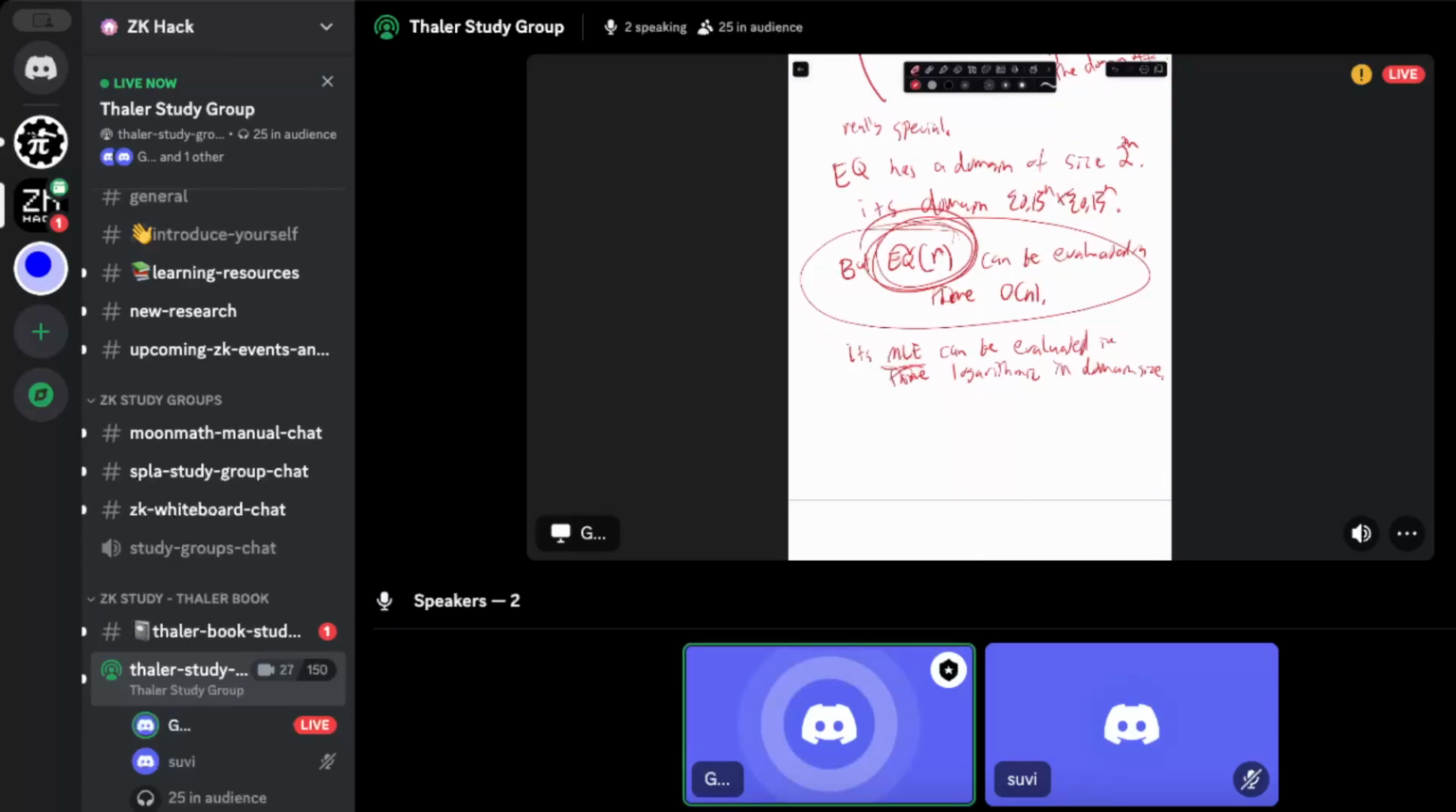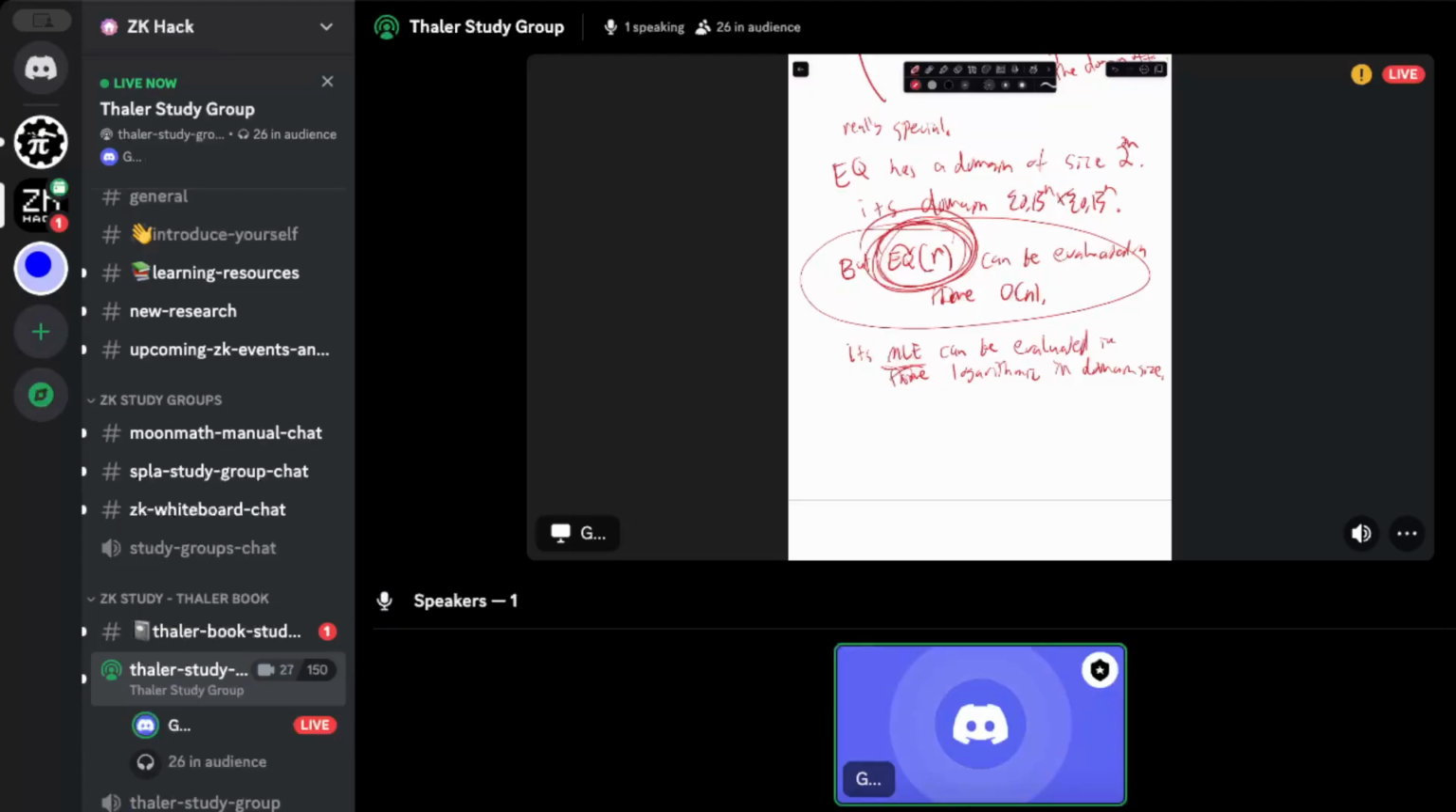Okay. So this property that this equality function has is pretty rare. This property that you can evaluate its multilinear extension in time logarithmic in the domain size doesn't come up all that much, but it does come up. And when it does come up, it's a very powerful thing. So let me just do one more example.